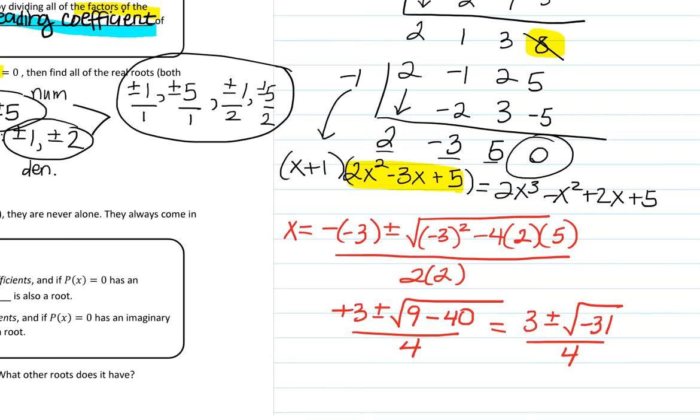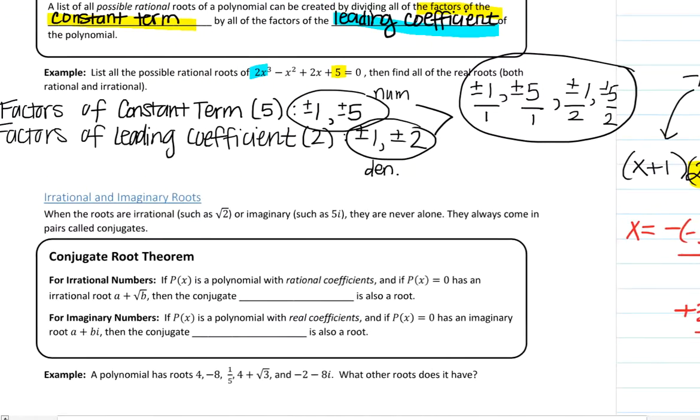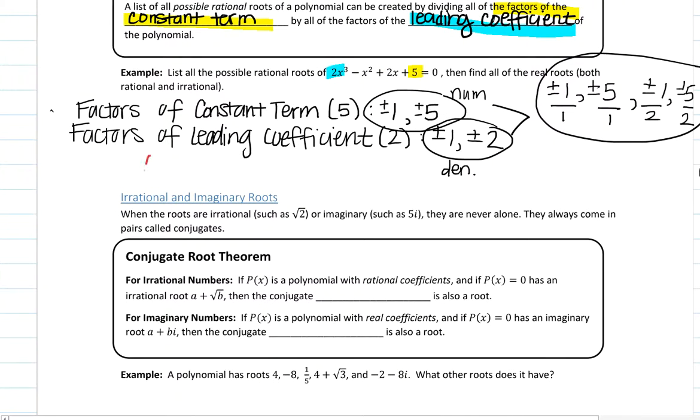These are not real solutions. The solutions are imaginary. In fact, if I were to write this, it would be 3 plus or minus i square root of 31, over 4. So I found the only real root, which happened to be -1. So real roots, that's it. And the other two roots are going to be imaginary.